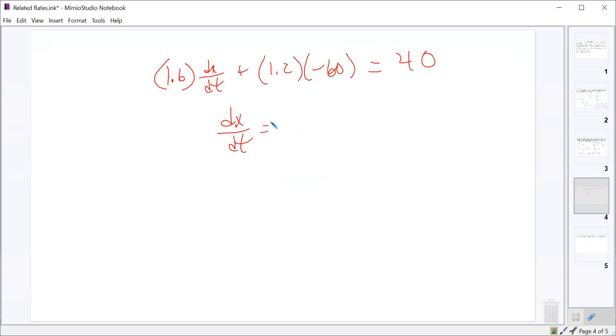So dx/dt, and what do we get here? 1.2 times negative 60 is negative 72. So negative 72 plus 40 ought to be 112, divided by 1.6, which should be, I believe, 70 miles an hour. Good or no? Good.